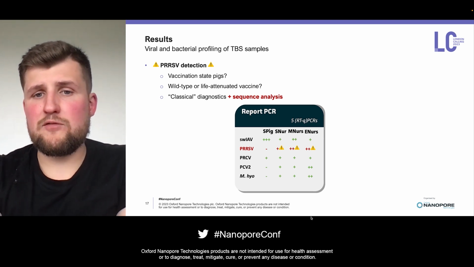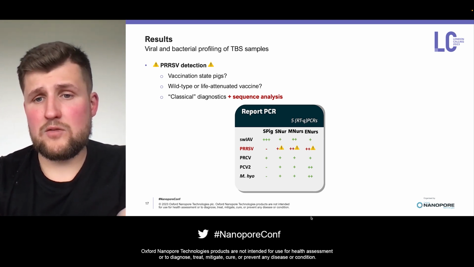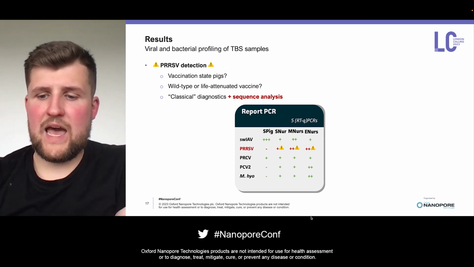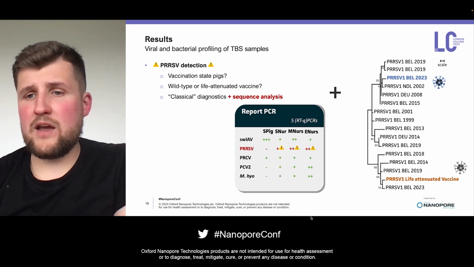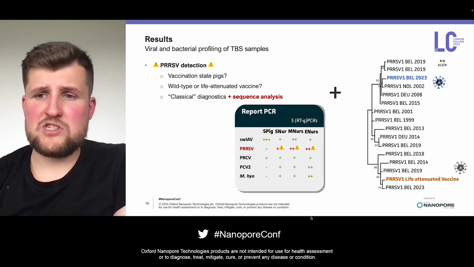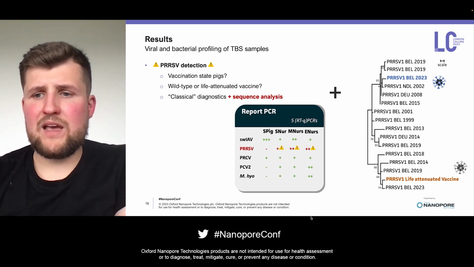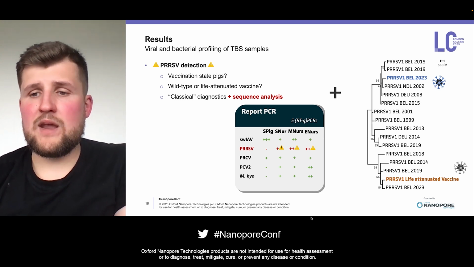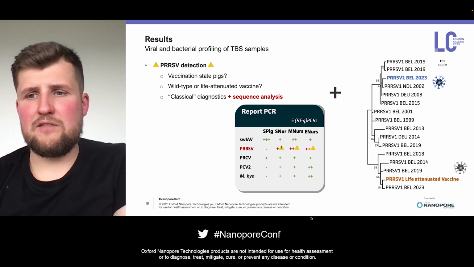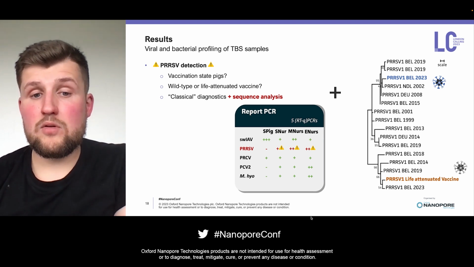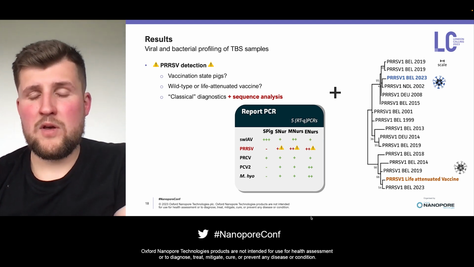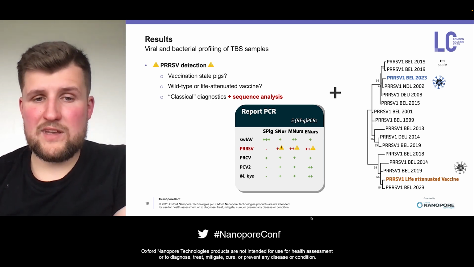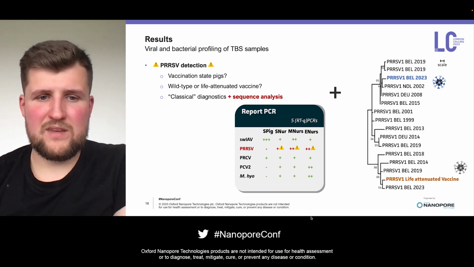That's why we have to perform the classical molecular diagnostics, and we have to supplement this with sequencing analysis. This allows us to look at the phylogenetic inference of this virus and classify them as the blue wild-type strain, or the red one that is actually the live attenuated vaccine. So you can conclude if you have a wild-type infection, or if you're detecting the vaccine in your strain. These analyses are quite expensive if you have to request them.